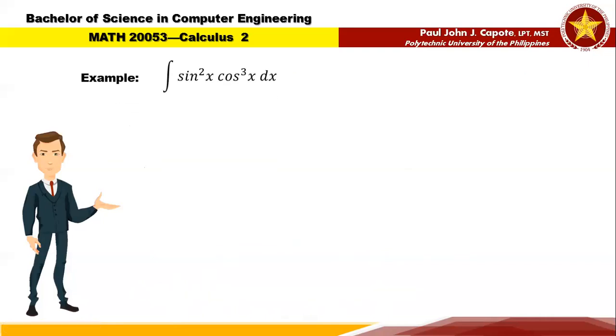Let's have this example. The integral of sine square x times cosine cube x dx. So examine first the integrand. The power of cosine is a positive odd integer. And so this is under case number 2. We cannot apply case number 1 because case number 1 says the power of sine is a positive odd integer. In this example, the power of sine is an even integer. And so case 1 is not applicable. Instead, we'll make use of case 2.